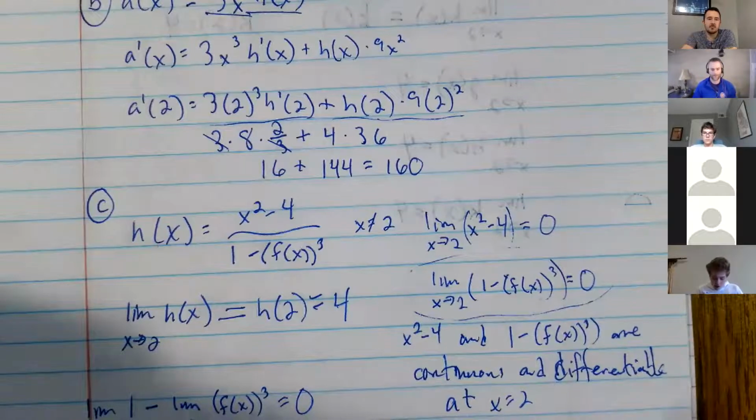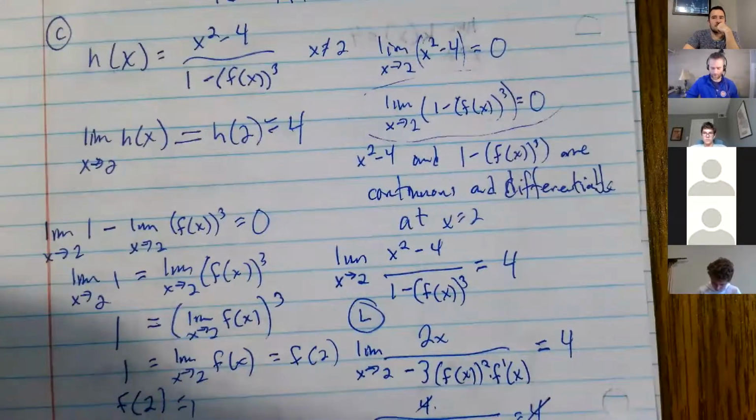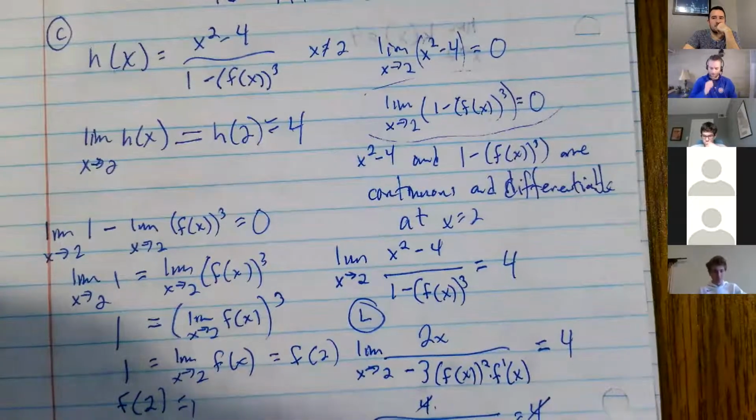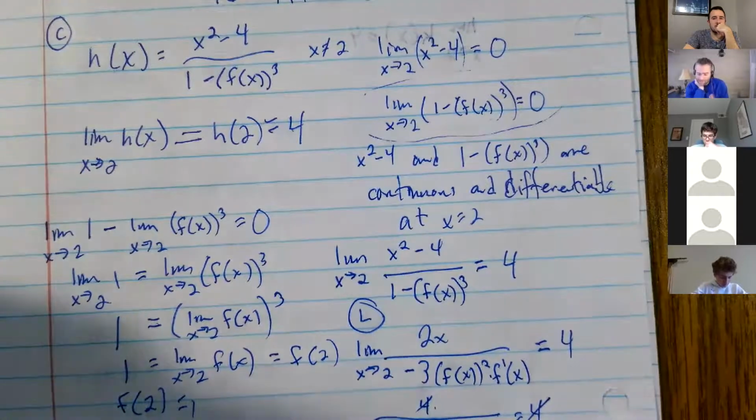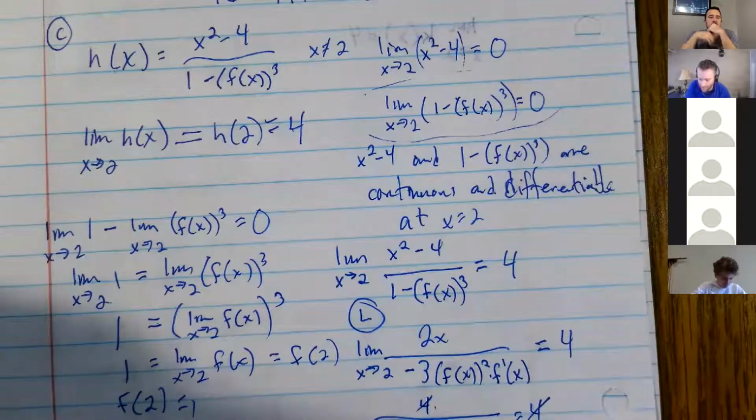All right, so now part C was kind of a weird one. It says the function h satisfies h of x equals x squared minus 4 divided by 1 minus f of x cubed, for x not equal to 2. It is known that the limit as x approaches 2 of h of x can be evaluated using L'Hopital's rule. Use the limit as x approaches 2 of h of x to find f of 2 and f prime of 2. Show the work that leads to your answer.